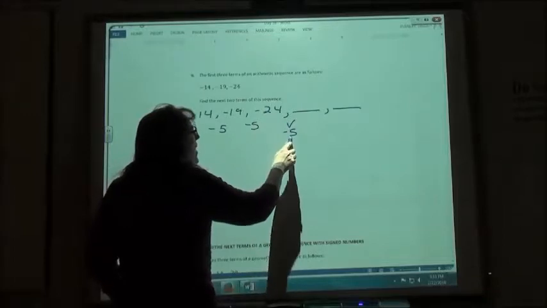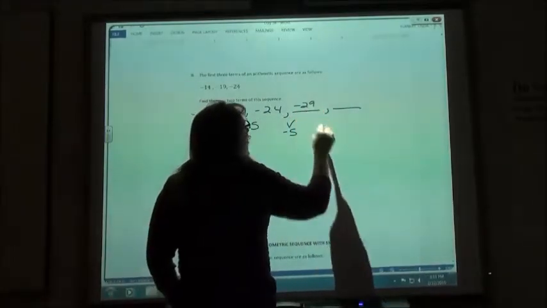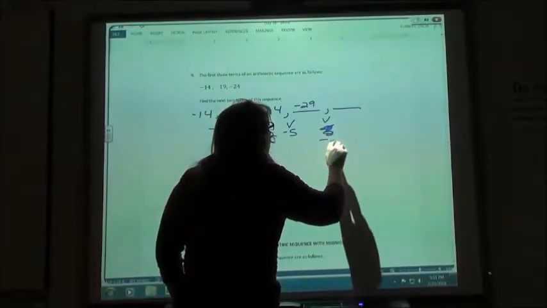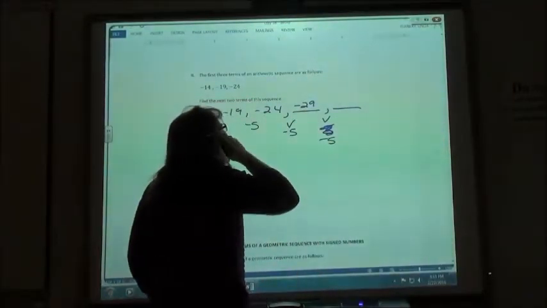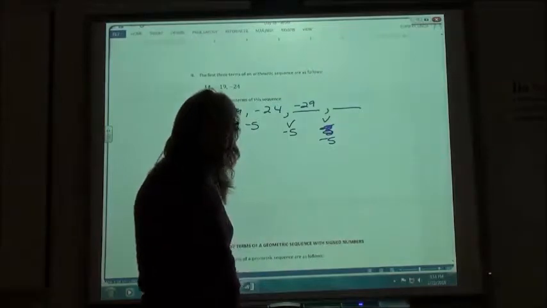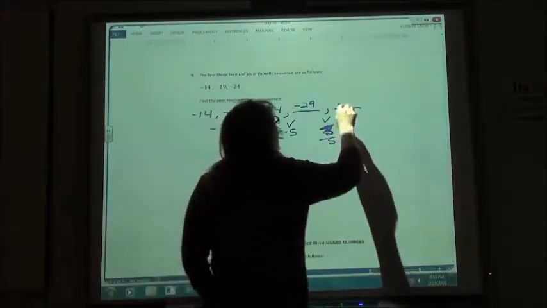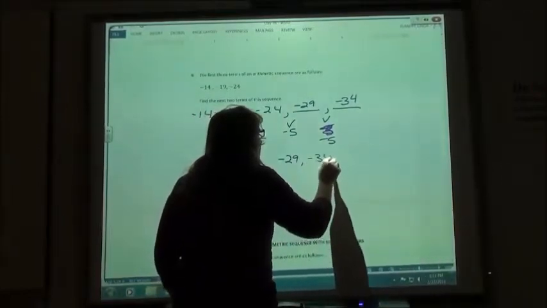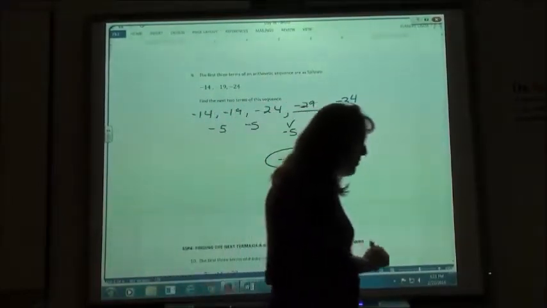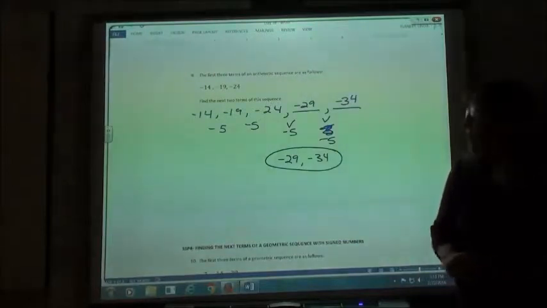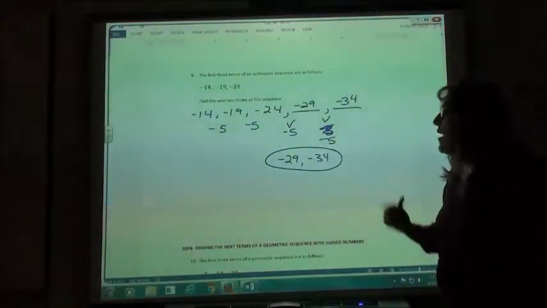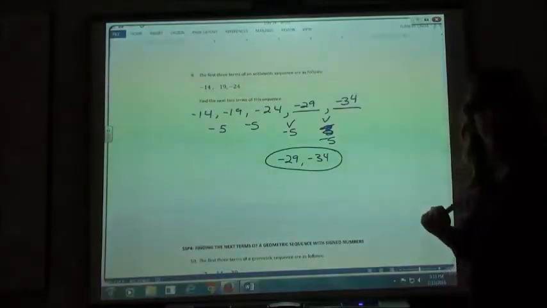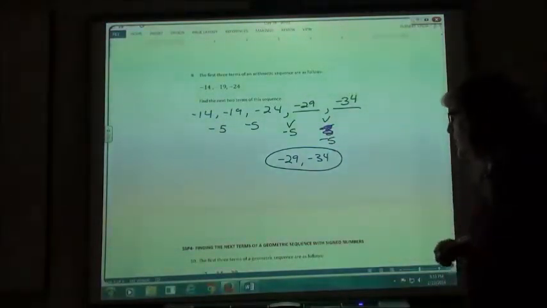Negative 24 minus 5 would give me negative 29. Subtracting 5, negative 29 minus 5 would be negative 34. So negative 29 and negative 34 are the next two terms in my arithmetic sequence. So if I have an arithmetic sequence, I'm looking, am I adding the same number or subtracting the same number from each term, and then just continuing my pattern.